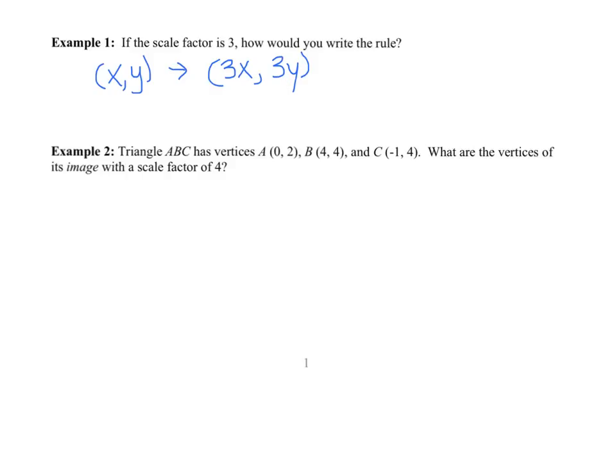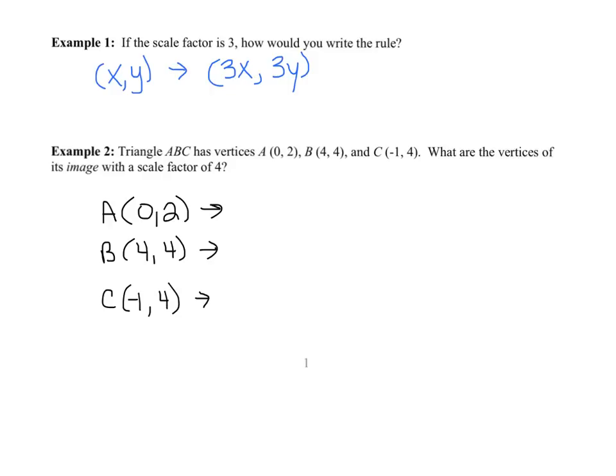Let's look at example 2. Triangle ABC has vertices A (0, 2), B (4, 4), and C (negative 1, 4). What are the vertices of the image with a scale factor of 4? Our first step is to write our original coordinates down. A is 0, 2. B is 4, 4. And C is negative 1, 4.